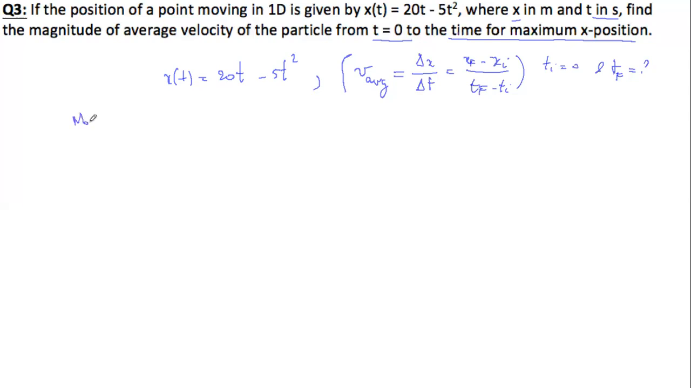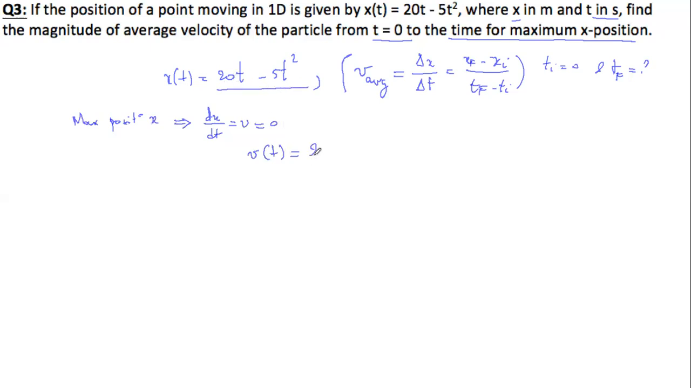So maximum position x is when the derivative of position with respect to time, which is the velocity, is 0. So at maximum position, I will stop and then I will return back. So basically, you have to get the derivative of position with respect to time. You all know how to take the derivative of a polynomial function.